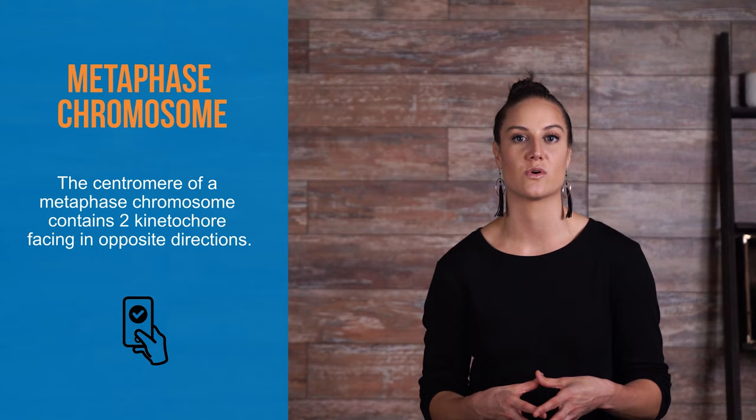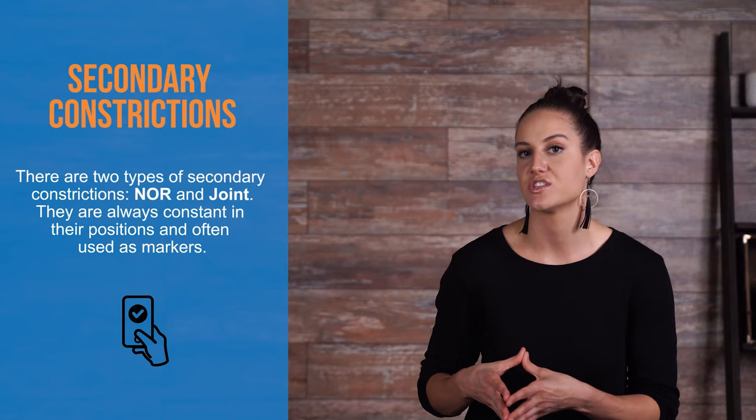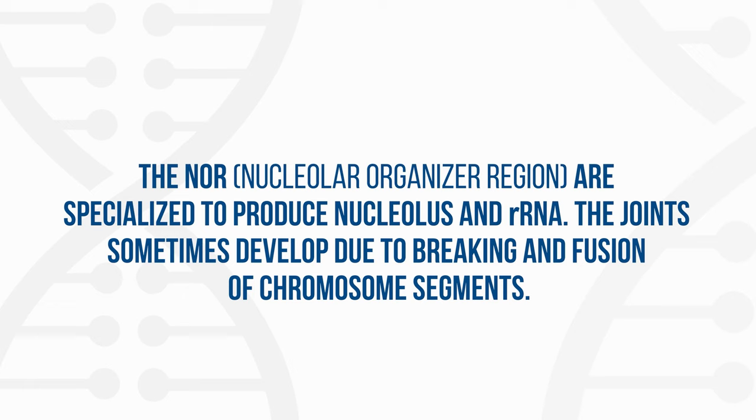Secondary constrictions. Besides centromere, a chromosome may have one or more secondary constrictions. The part of a chromosome beyond secondary constriction is called a satellite, which remains attached to the main part of the chromosome by a thread of chromatin. The chromosomes having satellite are called SAT chromosomes. There are two types of secondary constrictions, NOR and joint. They're always constant in their positions and often used as markers. The NOR, or nuclear organizer region, is specialized to produce nucleolus and rRNA. The joints sometimes develop due to breaking and fusion of chromosome segments.